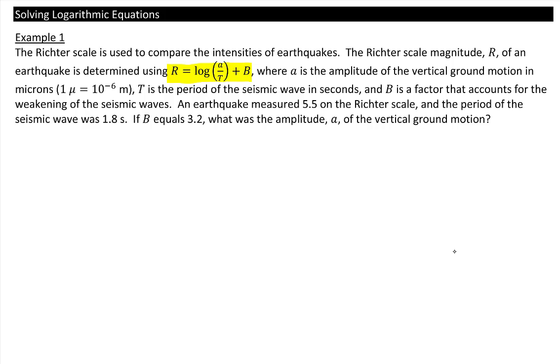So first, let's identify what variables we have. We have the magnitude of the earthquake, or R, which equals 5.5. We have the period of the seismic wave, which is 1.8 seconds. And we have the factor B, which is equal to 3.2. So we want to solve the following equation: 5.5 equals log of A divided by 1.8 plus 3.2.